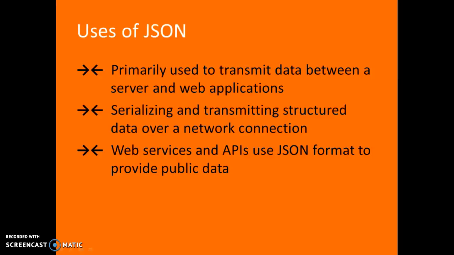Here are some uses of JSON. First, JSON is primarily used to transmit data between a server and web applications. It can be used for serializing and transmitting structured data over a network connection. And the last bullet talks about how I assume we will be using JSON for this class. Web services and APIs use JSON format to provide public data.